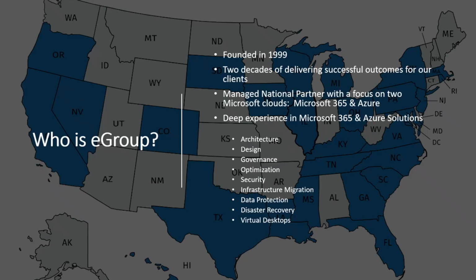So let's go ahead and dig into introductions. Like I mentioned, again, my name is Dan Drood. I'm an account executive here. I'm based in the DC area in Northern Virginia. So I've been with eGroup for about 2 years. eGroup as a company has been around for a little over 2 decades now. And obviously today's a Microsoft focused event.